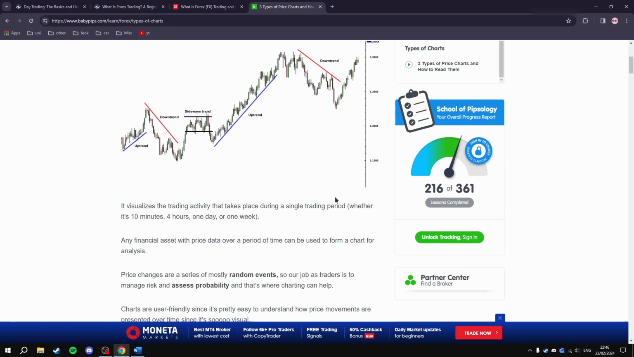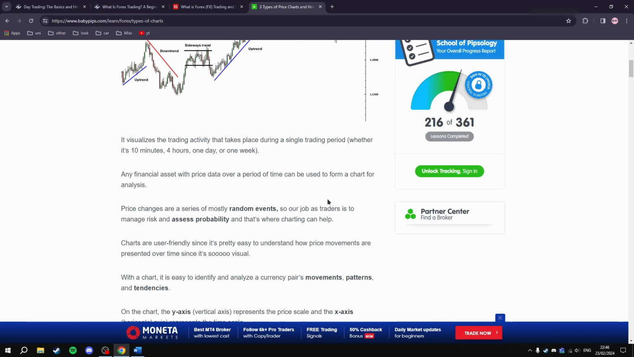It visualizes the trading activity that takes place during a single trading period, whether it's 10 minutes, 4 hours, 1 day or 1 week. Any financial assets with price data over a period of time can be used to form a chart for analysis. Price changes are a series of mostly random events, so our job as a trader is to manage risk and assess probability, and that's where charting can help.